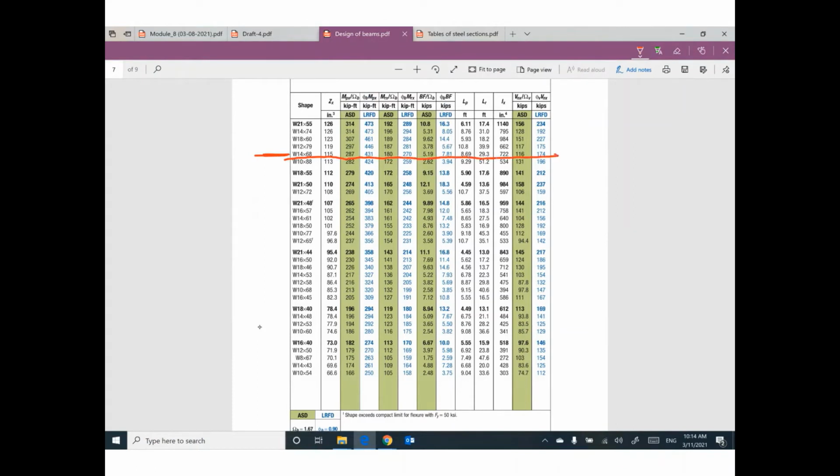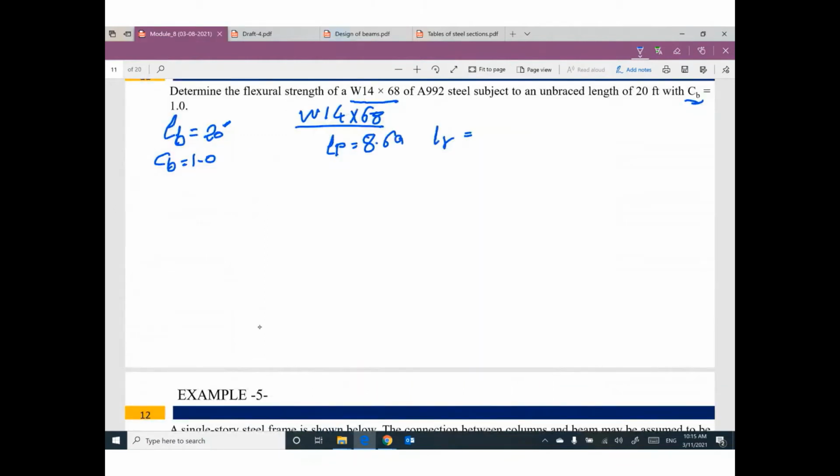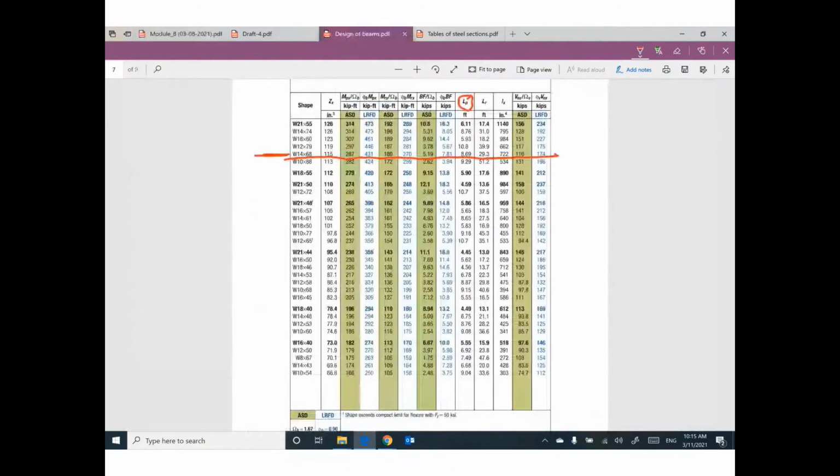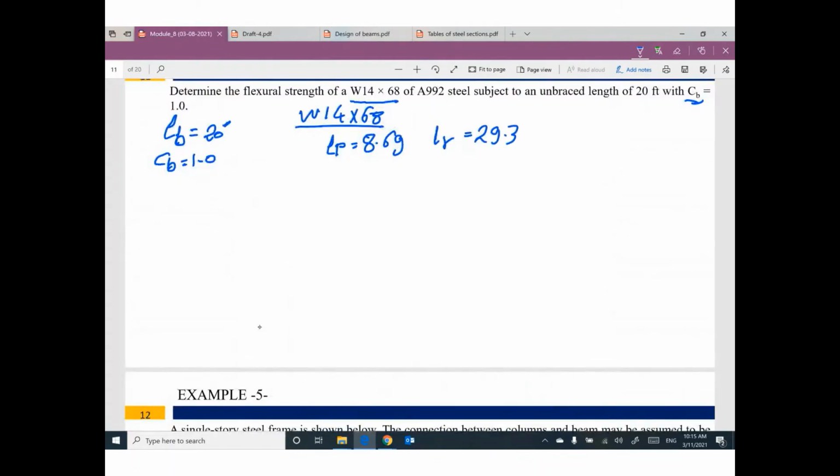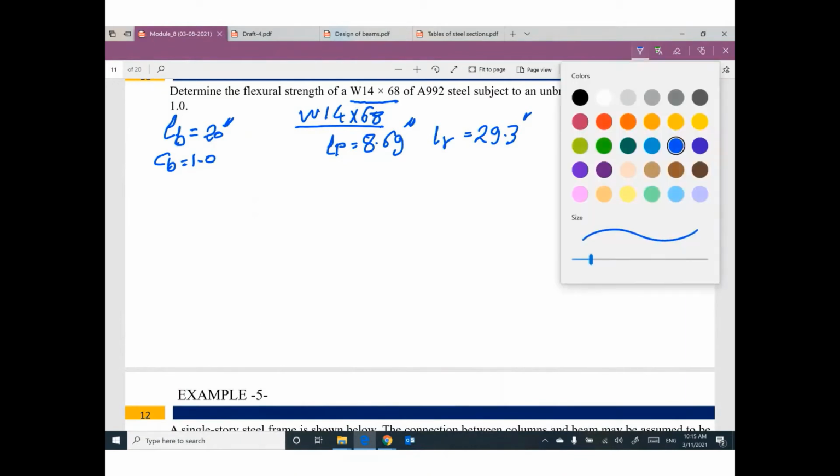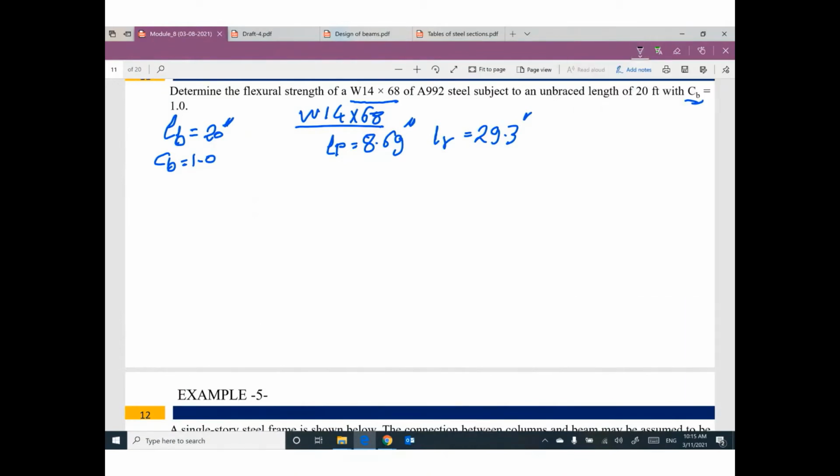What is the value of LP? 8.69. What is the value of LR? 29.3 feet. So what is the condition right now? I think LB greater than LP and smaller than LR.